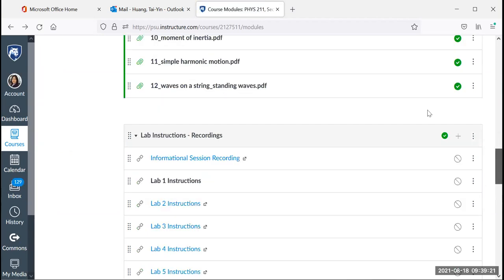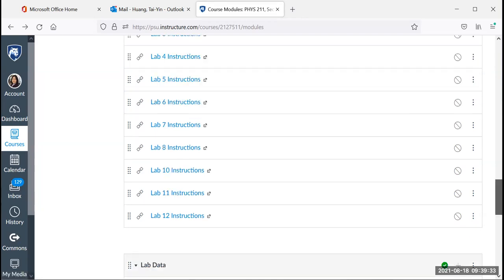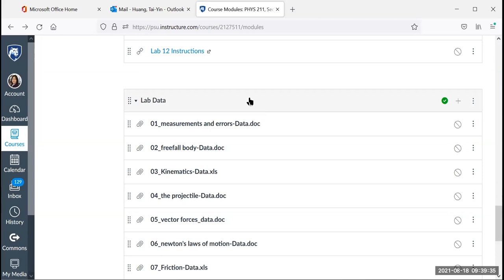And then there is a recording. So when they are available, they will be released. I will publish that. You want to click on the link, and then watch the recording. And the lab data. So I know that we're going to have face-to-face in-person instruction, but there are times that data will be provided. Then this is the folder where you can click on the file to get the data.